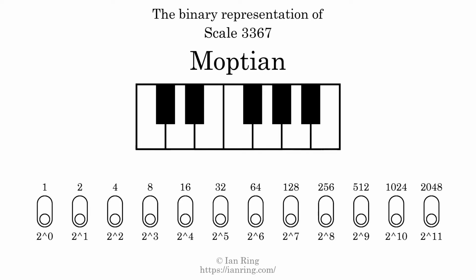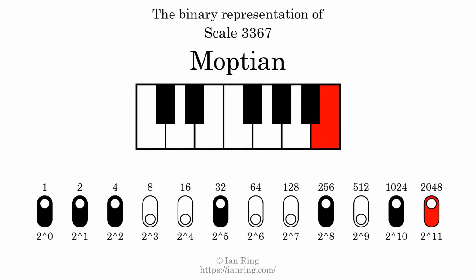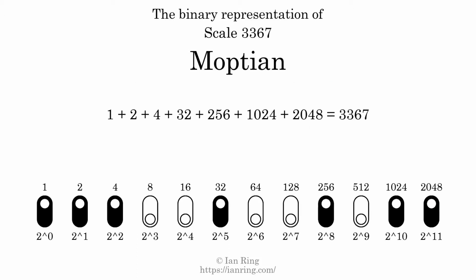The binary representation of this scale is determined by mapping tones of the scale to binary digits. Each binary digit represents a power of 2. To get the scale number, we add the powers of 2 together. The powers of 2 that are present in the scale, all added together, equals 3367. That is why the scale number, in decimal, is 3367.